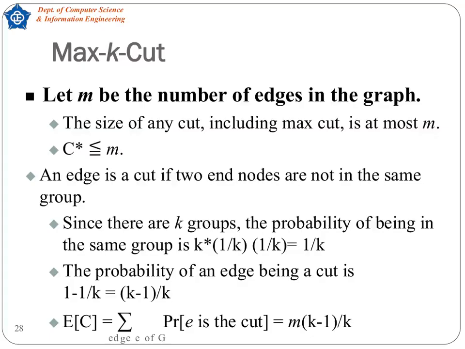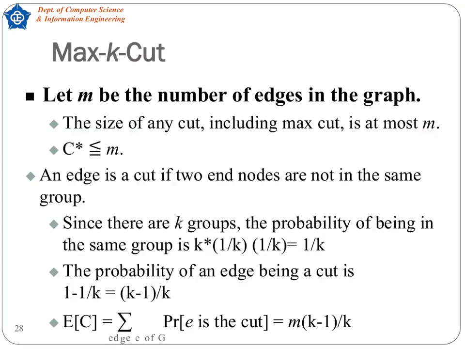Now, what exactly makes an edge a cut in this context? Simply put, an edge is considered a cut if its 2 end nodes are not assigned to the same group. Let's dive into the probabilities. If we have k groups, the probability of any 2 specific nodes ending up in the same group is simply 1 divided by k. So, what's the probability of an edge actually being a cut, meaning its 2 nodes are in different groups? Well, that's 1 minus the probability of them being in the same group. This nicely simplifies to 1 minus 1 over k, or more concisely, k minus 1, all divided by k.